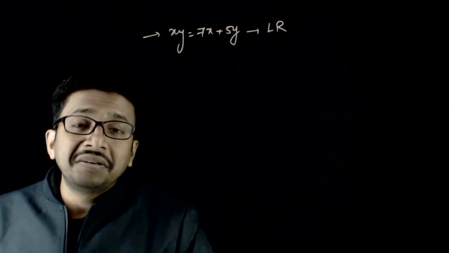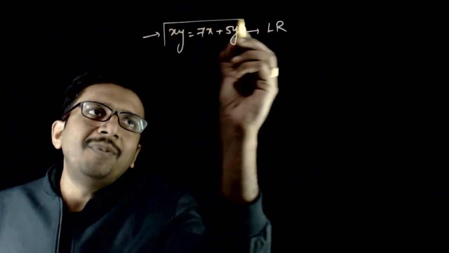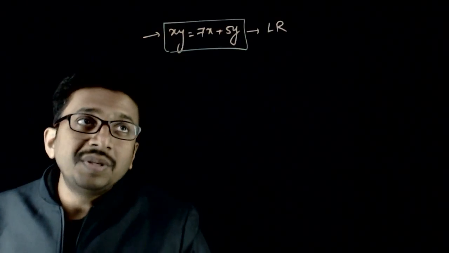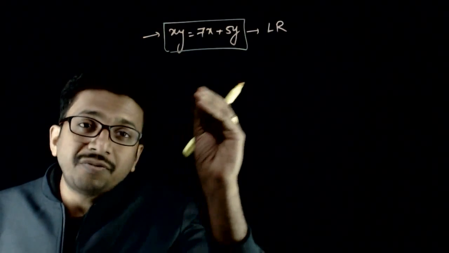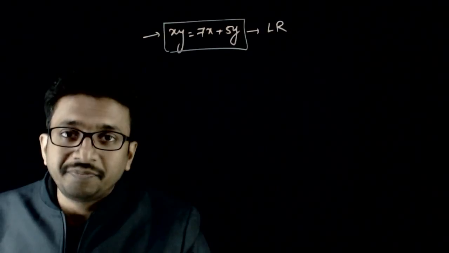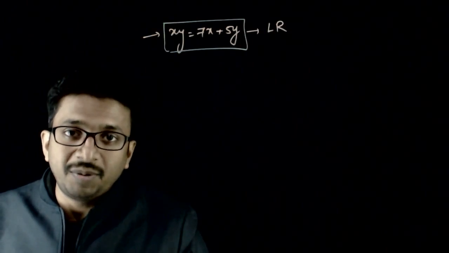So welcome students. In this question, you're given a hyperbola xy = 7x + 5y. You're asked to find the latus rectum of this hyperbola. So what is the latus rectum of this hyperbola?